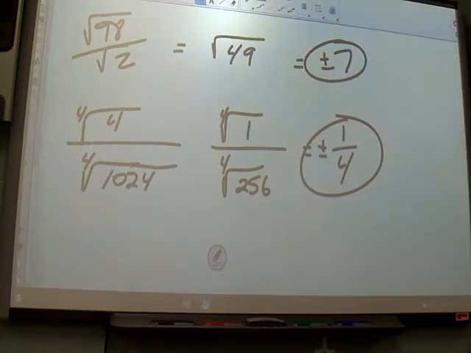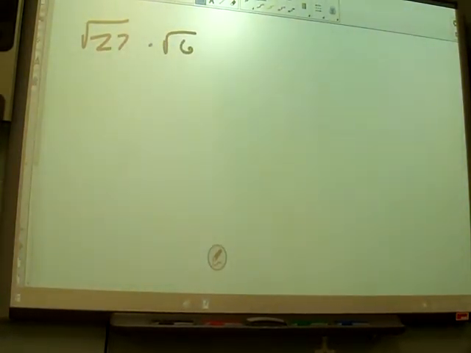Good. All right. This next one is one of everybody's favorite kind. Not really, but we're gonna do it. I've got the square root of 27 times the square root of 6. So this looks like the ones that we previously did. We got a square root and a square root, so our answer is going to be a square root, and then we just multiply 27 times 6. What's 27 times 6? 162.